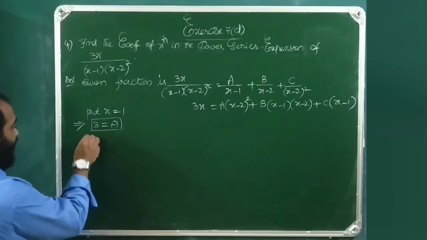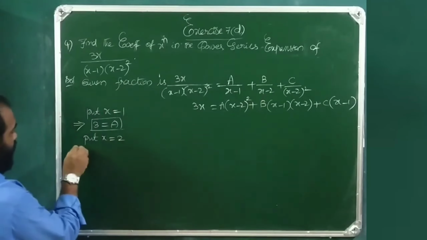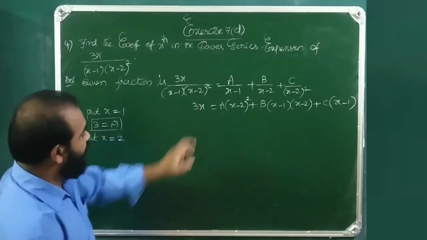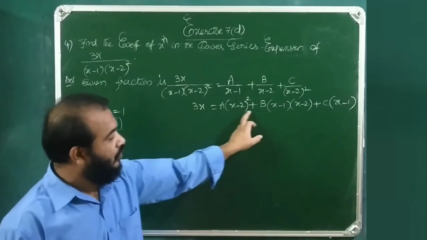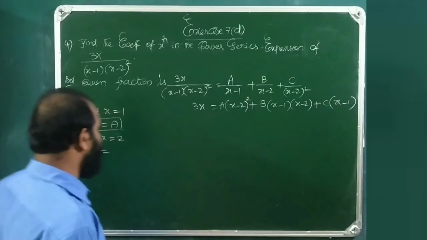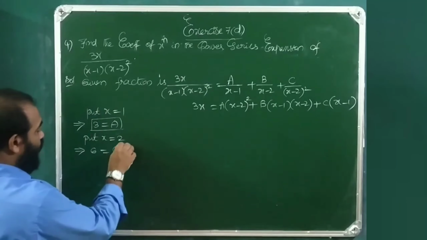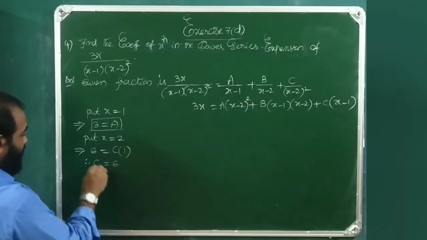Now put x equals to 2. Substitute: 3 2s are 6 is equals to, 2 minus 2 is 0, 2 minus 2 is 0. We are left with the last term itself. C into 2 minus 1 is 1. Therefore, C is equals to 6.